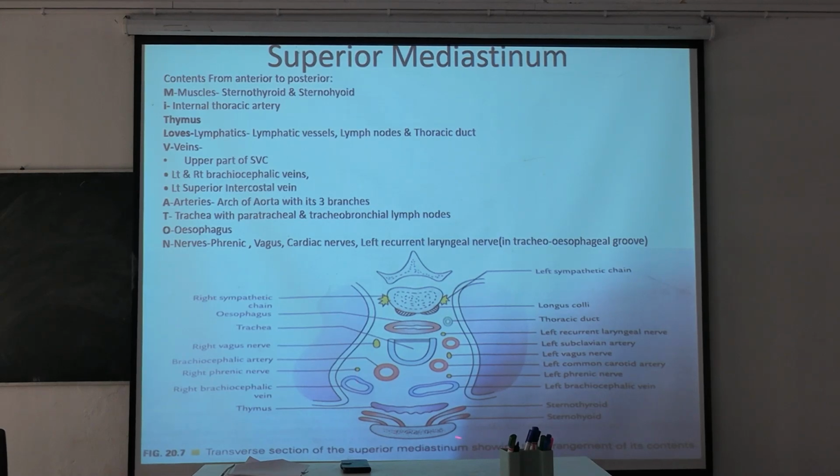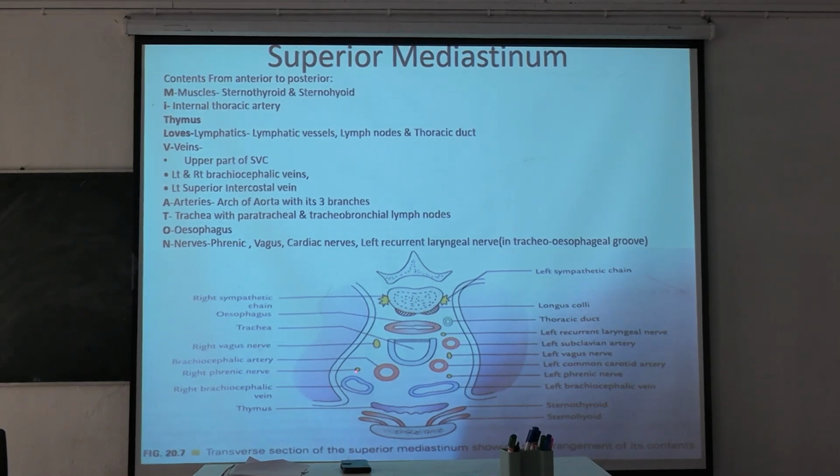See, this is a section through the sternum, manubrium sterni. On its posterior aspect, these two muscles are attached, sternothyroid and sternohyoid. Then you can see the thymus. These are the veins, left and right brachiocephalic vein. These are the three branches of the aorta: on the right side, brachiocephalic trunk, left common carotid, left subclavian.